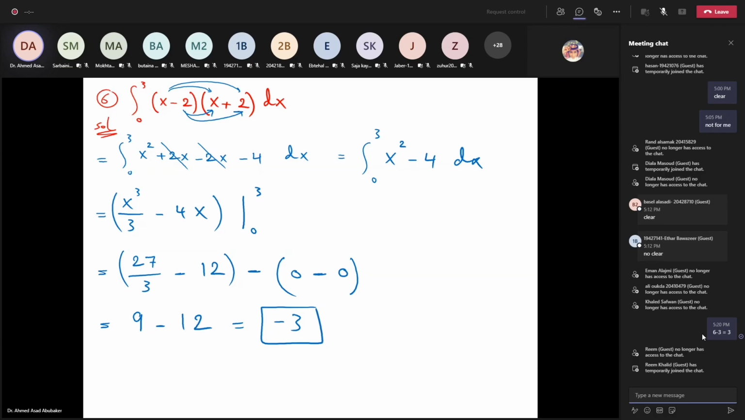Any question? Any question? Inshallah, in the next lecture, we continue the integration. We have the average of the function and the area between two curves or between curves and the x-axis.